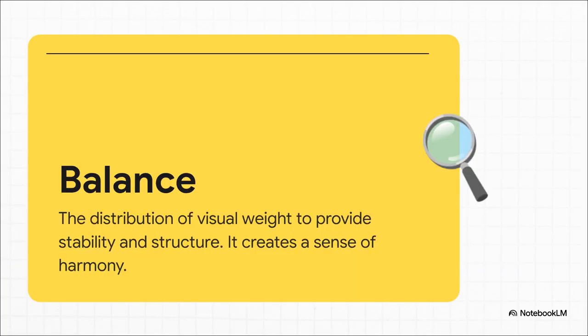All right, so once you've guided their eye with hierarchy, you need to make the whole design feel stable, grounded, and that's where balance comes in. It's all about distributing the visual weight of your elements to create a sense of stability. An unbalanced design just feels unsettling, like it's about to tip right over. Balance, whether it's perfectly symmetrical and formal or asymmetrical and dynamic, is what creates that feeling of harmony.